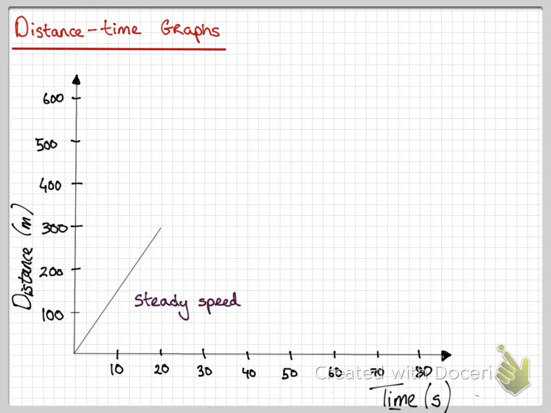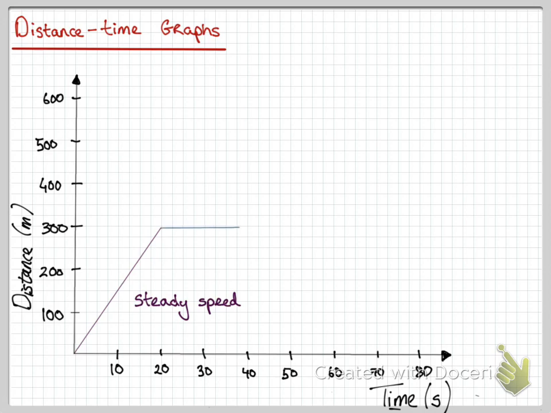In a distance time graph, if you get a straight line, this represents a steady speed. So, for example here, if a car went up to 30 minutes and it took 20 seconds, and if it's a straight line, it did it at a steady or constant speed.